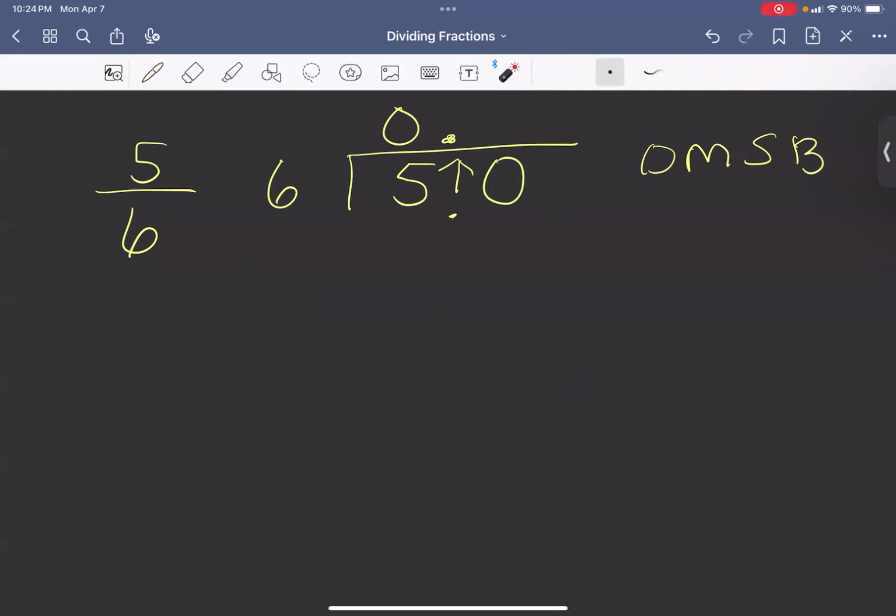So now I can divide. 50 divided by 6 is 8, because 8 times 6 is 48. So now I'm in multiply. 8 times 6 is 48. I'm going to just make lines just so those learners who need lines have them.